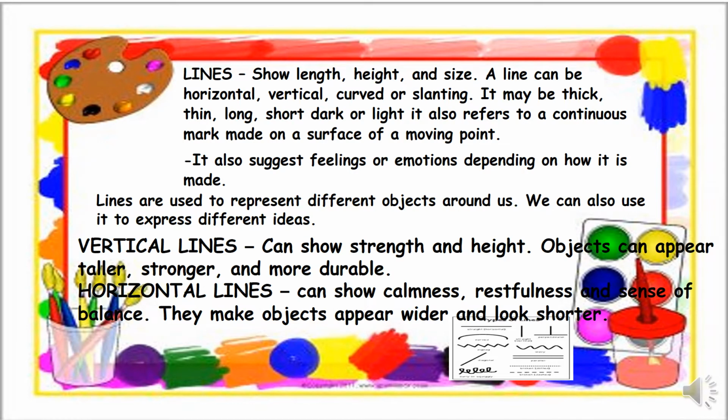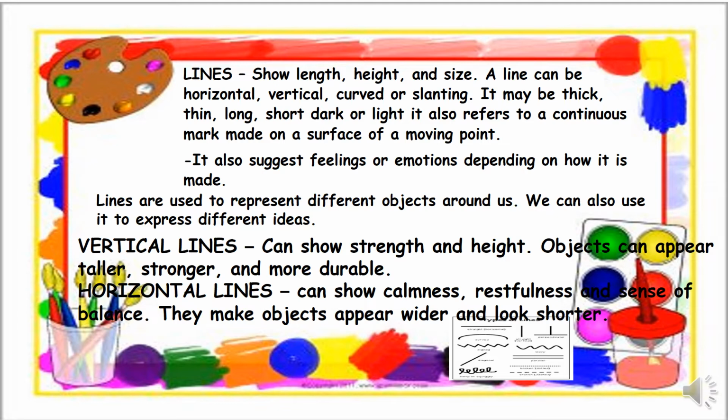Lines show length, height, and size. A line can be horizontal, vertical, curved, or slanting. It may be thick, thin, long, short, dark, or light. It also refers to the continuous mark made on a surface by a moving point. It also suggests feelings or emotions depending on how it is made.